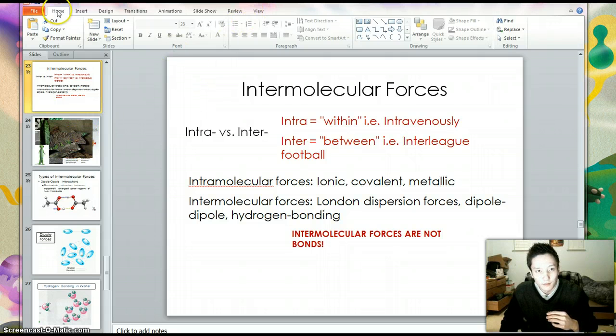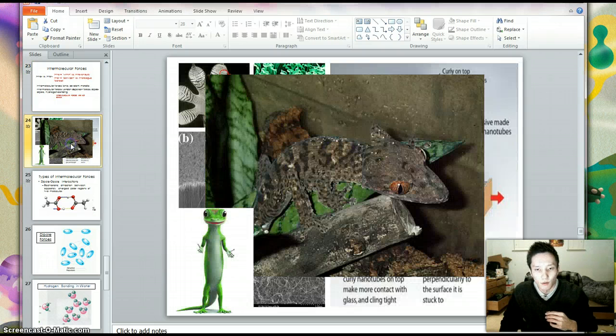So here we go. In class, we talked about the difference between intra versus inter. We know intra means within, inter means between or among. We talked about several examples. So let's talk about intermolecular forces. These intermolecular forces are not bonds. We know that intramolecular forces are bonds. We talked about why intermolecular forces are so important.